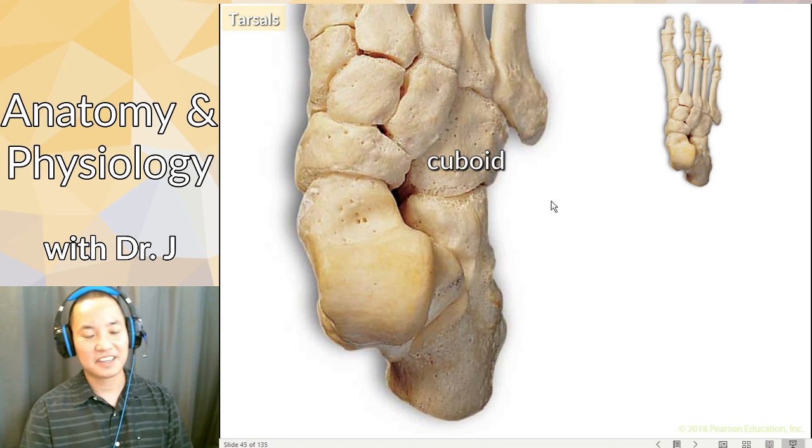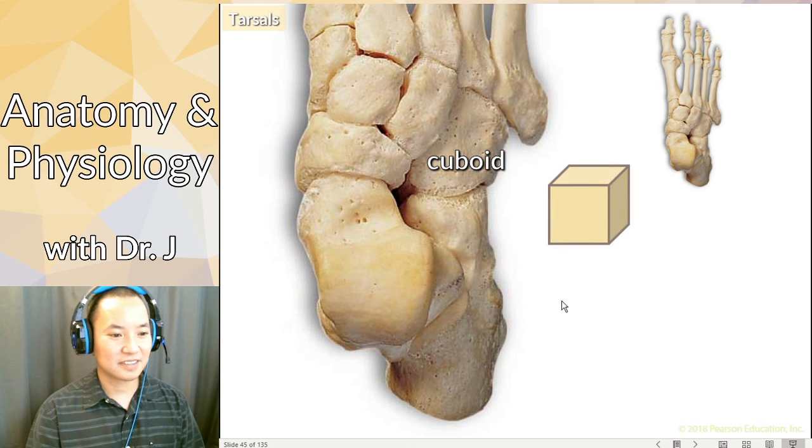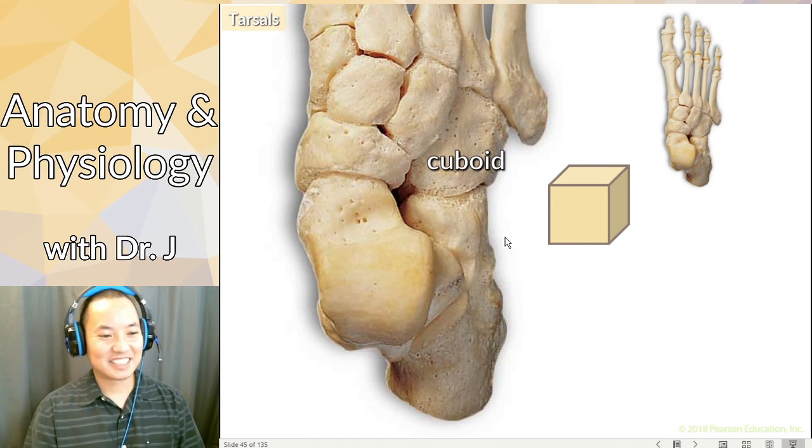So this is the cuboid. And when you think of a cube, you think of this. At least that's what I think of. And I'm like, does that look like a cube to you? Yeah, I don't know. I think they're just trying to come up with names at that point.